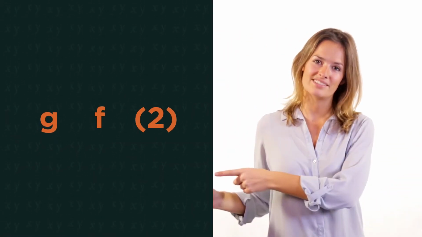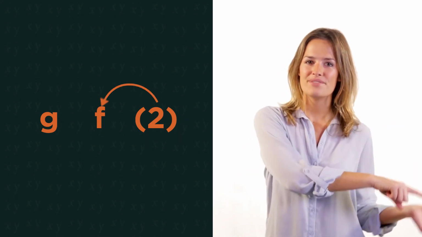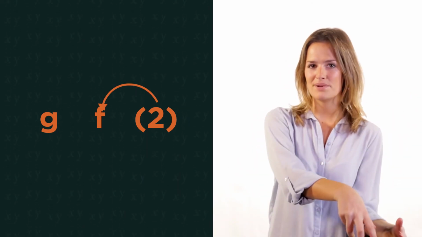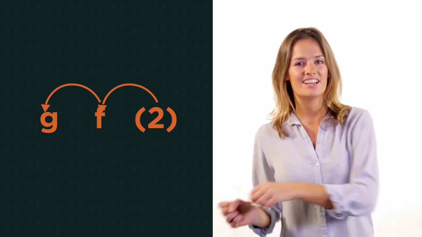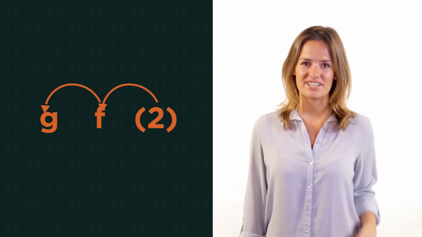So there we have composite functions. We can combine multiple functions into one function. You just need to remember to read backwards. So from right to left. Put 2 into f and then the output of that into g. We'll look at inverse functions and the graphs of functions in other videos.